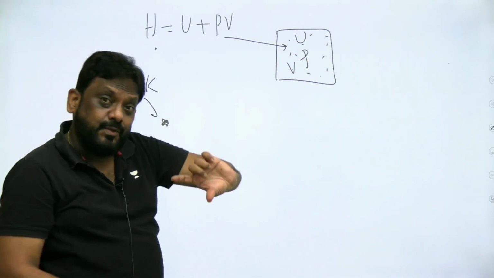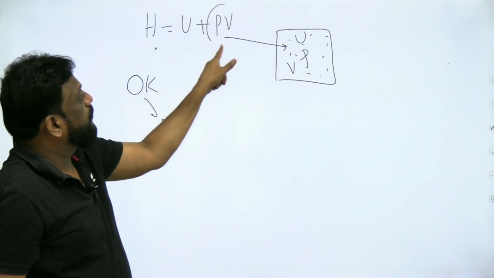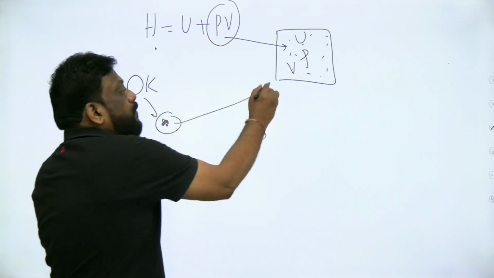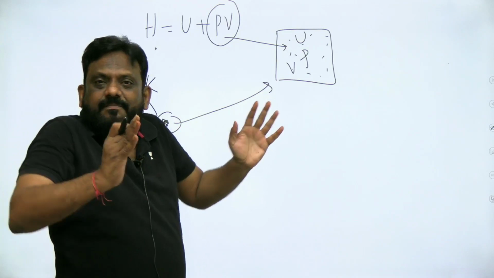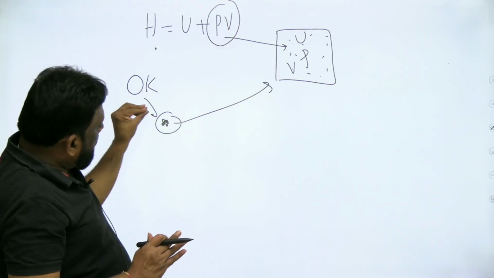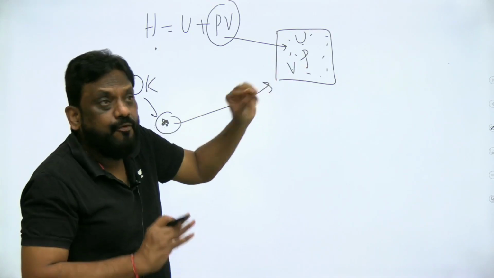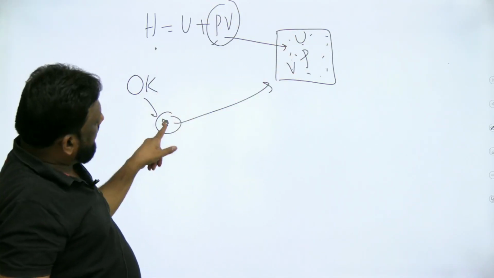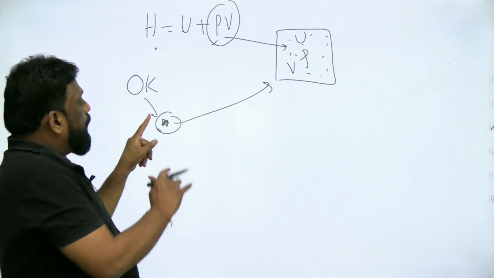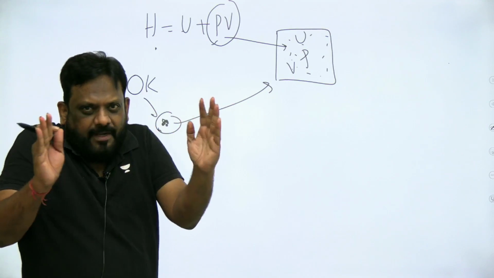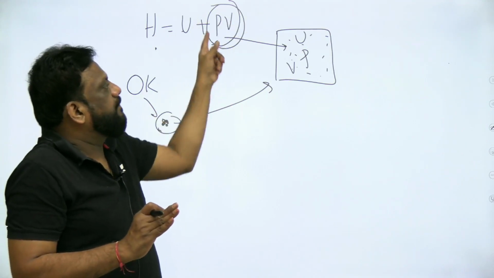Now, to create this state, it has to do some work. We have already seen flow work. It already has internal energy, but to go from this state to this state, it has to do some work, and that work is PV. So from here to here, you get this term PV. That is the flow work, PV. Therefore, we are adding PV.